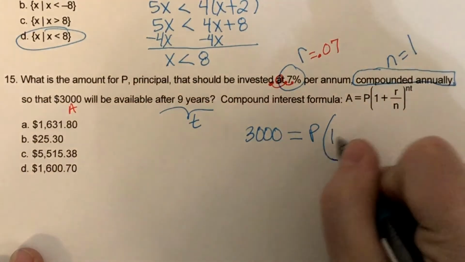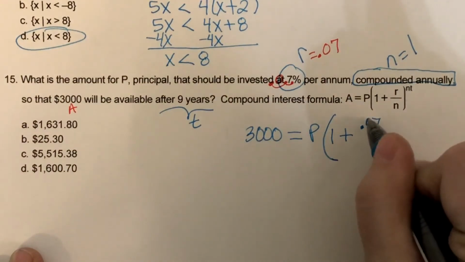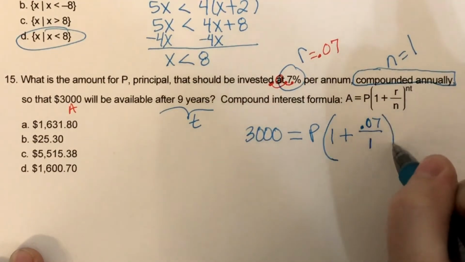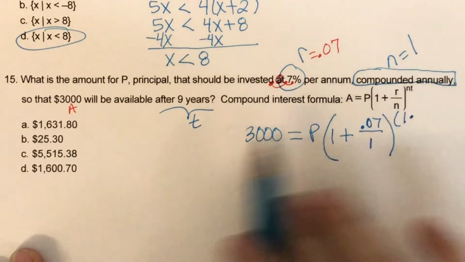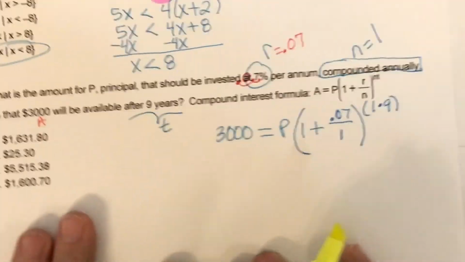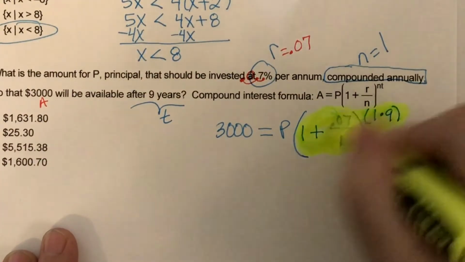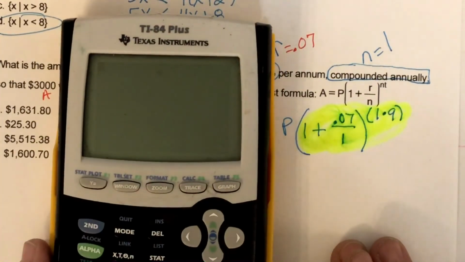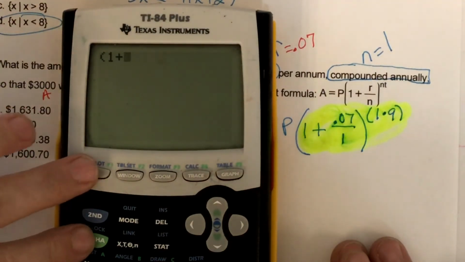1 plus, okay, my rate is 0.07 divided by N, which is 1 because it was compounded once in the year. And up here, I'm going to take n, which is 1, times t, which is time, and that is 9. Okay, I am going to put all of this right here in my calculator. All right, here we go. Parentheses. 1 plus alpha y equals it. Enter.